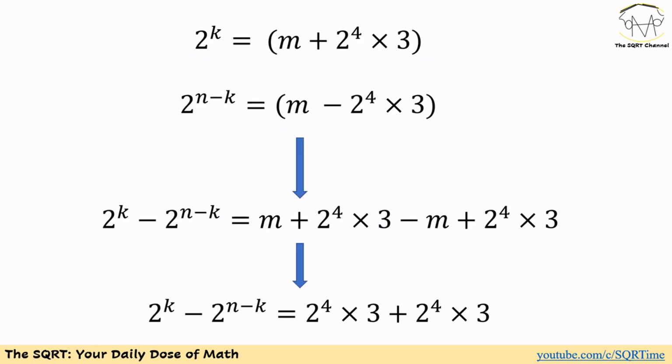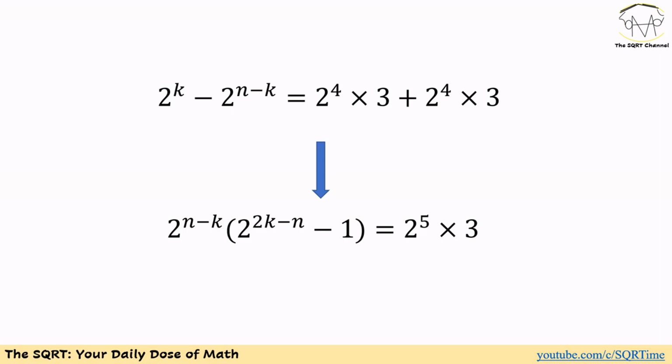Now we are going to use a trick here. Since we don't know the value that we have for m, we are going to remove it. On the left hand side, we subtract both sides, and we are going to do the same thing for the right hand side. So we will have 2 to the power of k minus 2 to the power of n minus k is equal to 2 to the power of 4 times 3 times 2. We are going to simplify the right hand side as 2 to the power of 5 times 3.